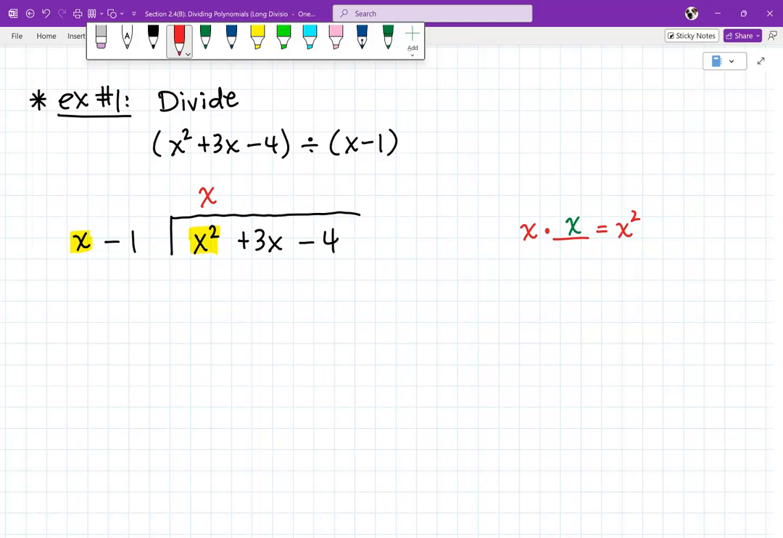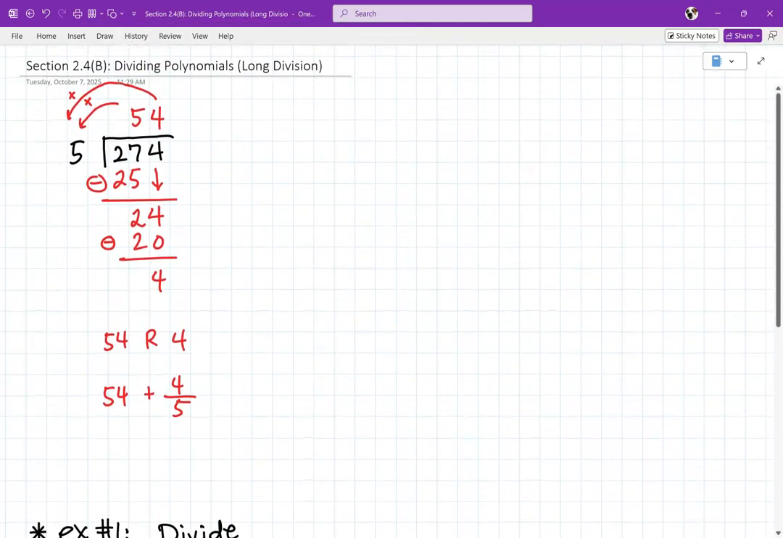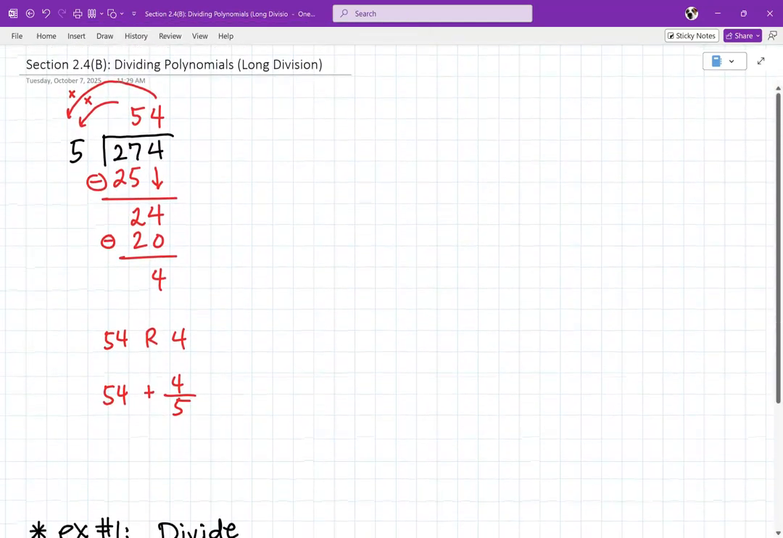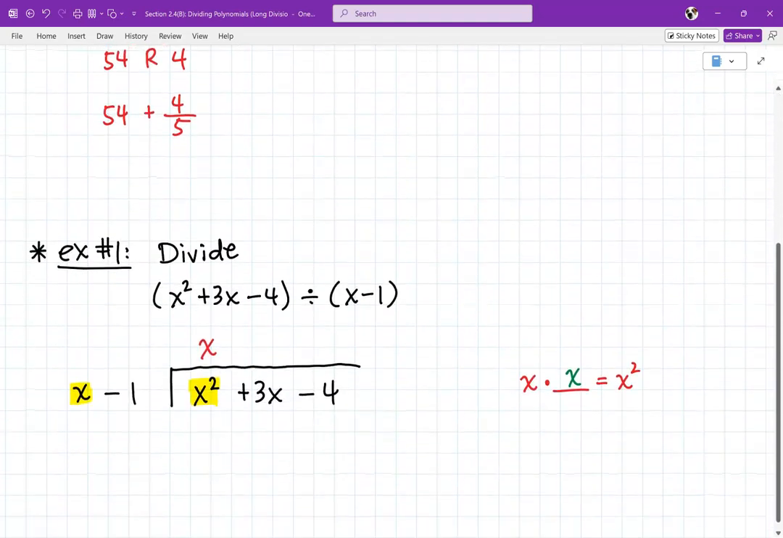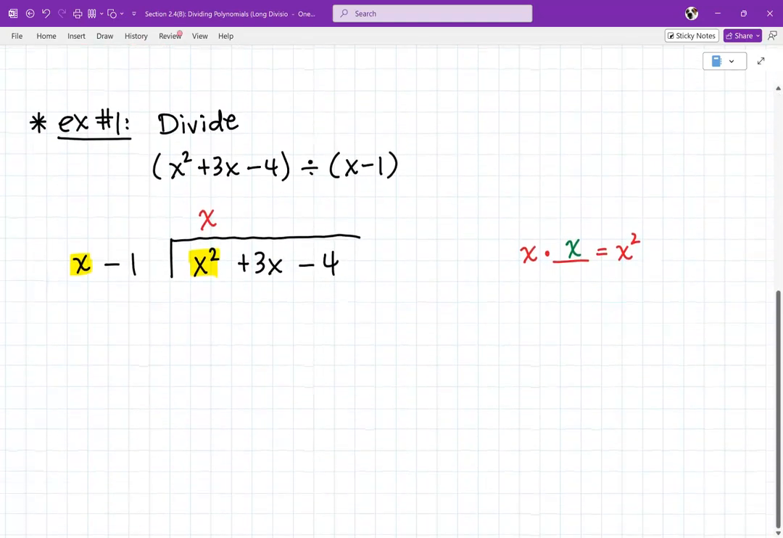Now, what did I do before when I put a number up on top? What did I do with it? Let's go back and look. Didn't I multiply times whatever was in the front? So I'm going to multiply x times these two things.